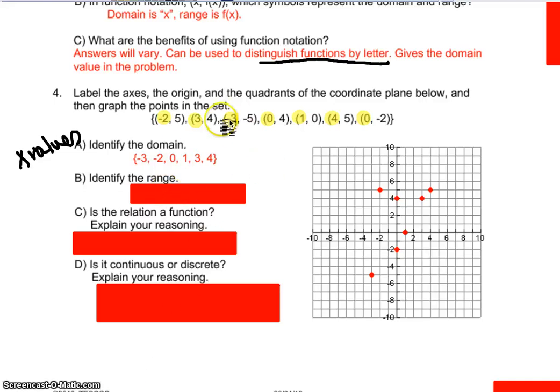Identify the range. Once again, go back and just look at your set of points, and the range will be all of the y values. So -5, -2, 0, 4, and 5.